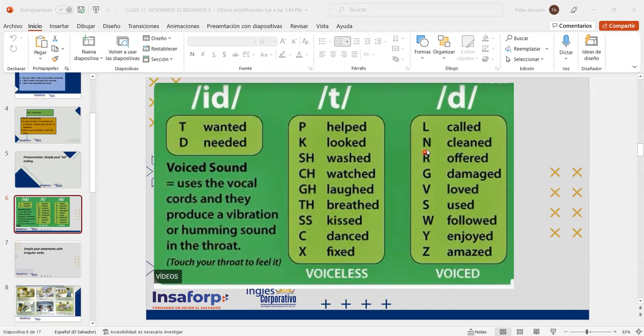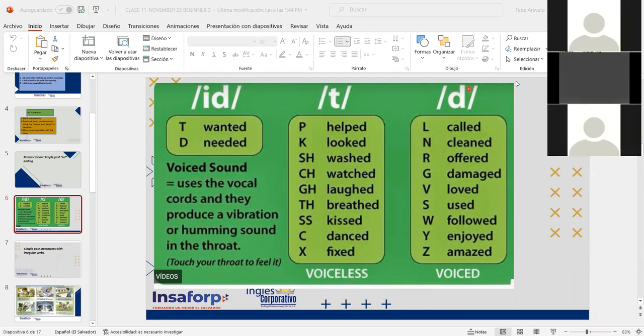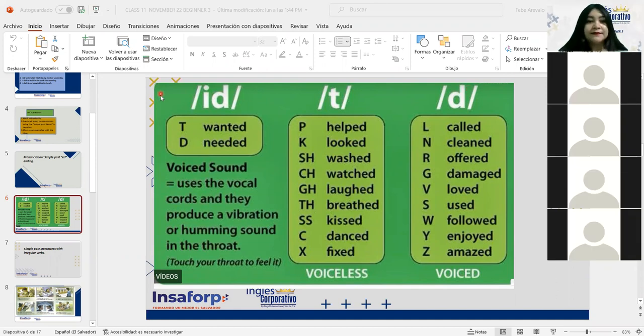Let's go with Jamie Merlas. Okay, Jamie, tell me the verbs, please. Desde el ID. Yes, exactly. Si necesita ayuda, me avisa, right? Para así no la interrumpo yo. Okay. Wanted, needed, help, look, watch it, look it, break it, kiss it, dance it, fix it, call it, clean, offer it, damage, love it, use it, follow it, enjoy, amazing.